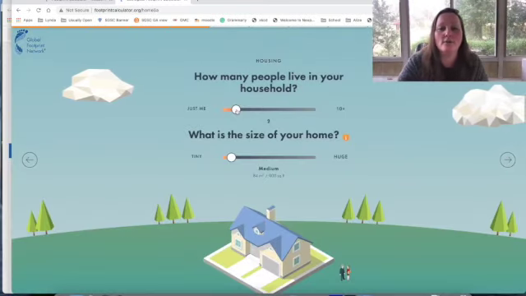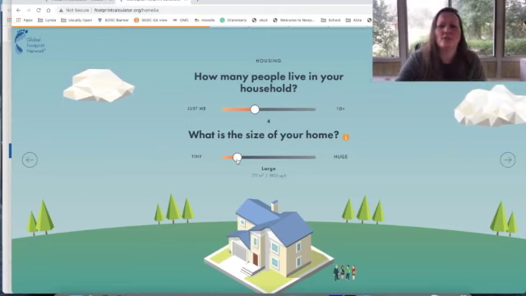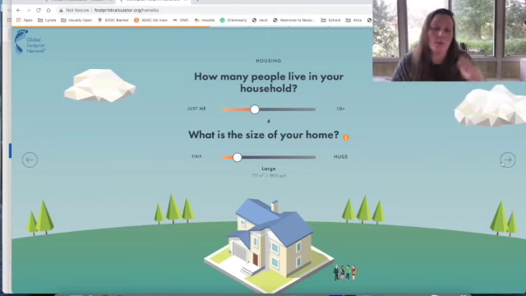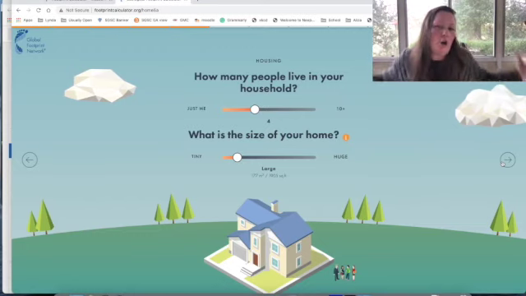How many live in your household? I have 4 people. What is the size of your home? I truly am not sure. I'm just going to guess here. One of these days I should actually look that up to be sure. I can tell you we only have 3 bedrooms. So I know it's not small. I've lived in teeny tiny, but I know it's not really large either.